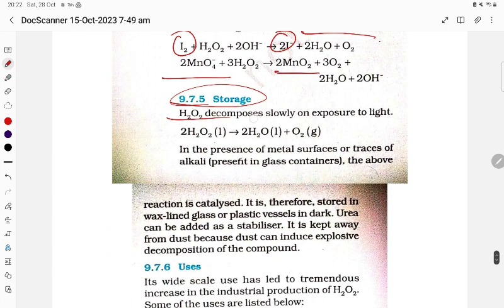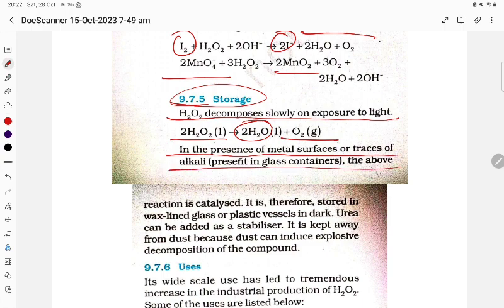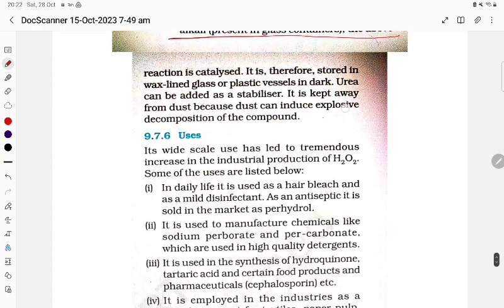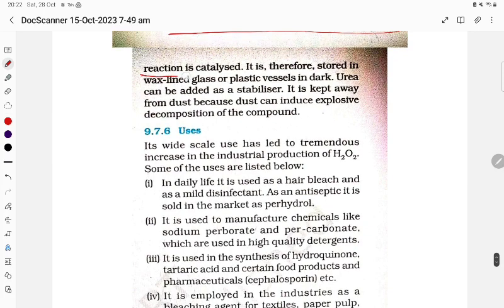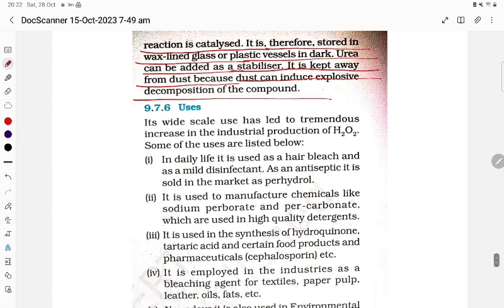Storage: H2O2 decomposes slowly on exposure to light, 2H2O2 giving 2H2O plus O2. In the presence of metal surfaces or traces of alkali present in the glass container, the reaction is catalyzed. It is therefore stored in wax-lined glass or plastic vessels. In the dark, urea can be added as a stabilizer. It is kept away from dust because dust can induce explosive decomposition of the compound.